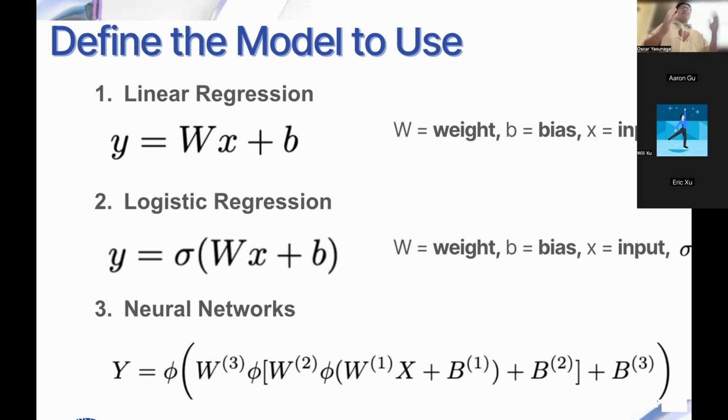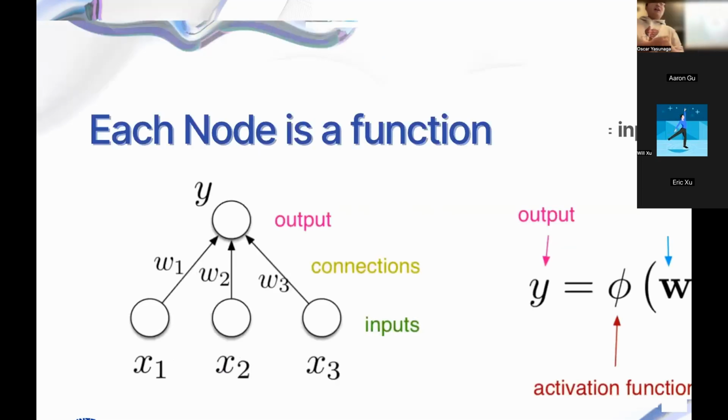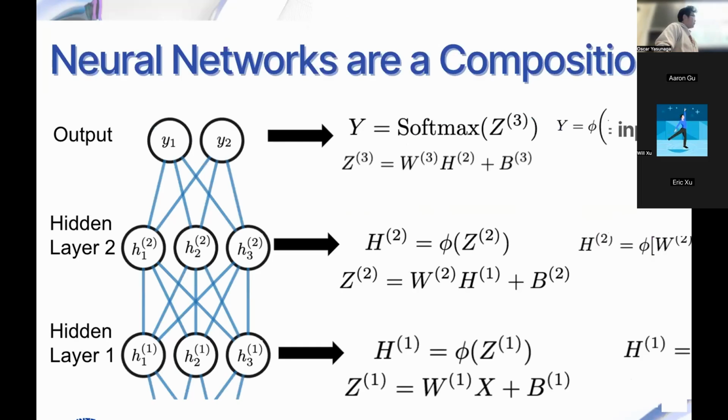Am I beating a dead horse here? Okay, look, it's an activation function and a weighted sum. Okay. And each node is a function, right? With an activation function and a weighted sum. And each neural network is a composition of functions with an activation function and a weighted sum.